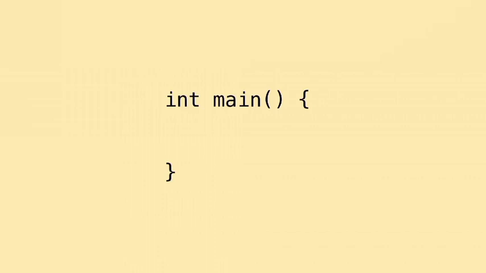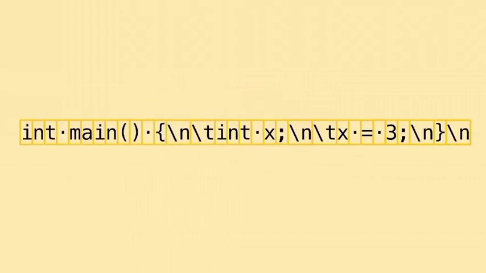Here's a pretty simple program. Declare a variable of type integer that we'll call x, then assign it a value of 3. For now, this program only exists as source code. I know it looks like it has some kind of structure, but for the computer, it's just a meaningless sequence of characters.